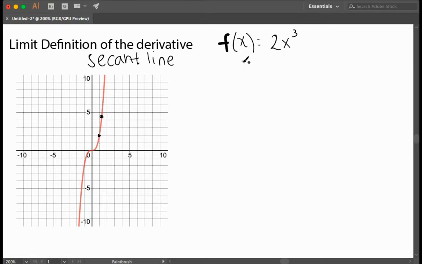So the first point will just be a point where we plug in x. So this is our x1, and we get out this for y. So we're working very generally. Our second point, we're going to add a little bit to x. So we're going to add h.